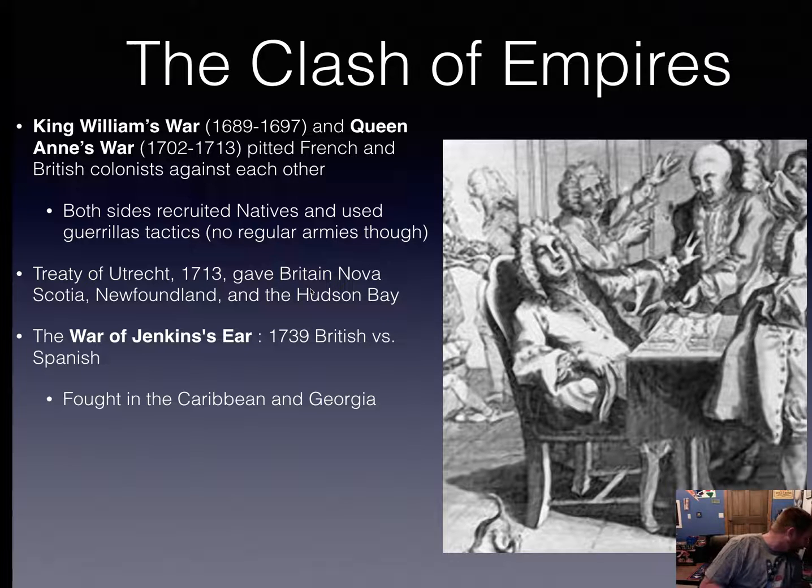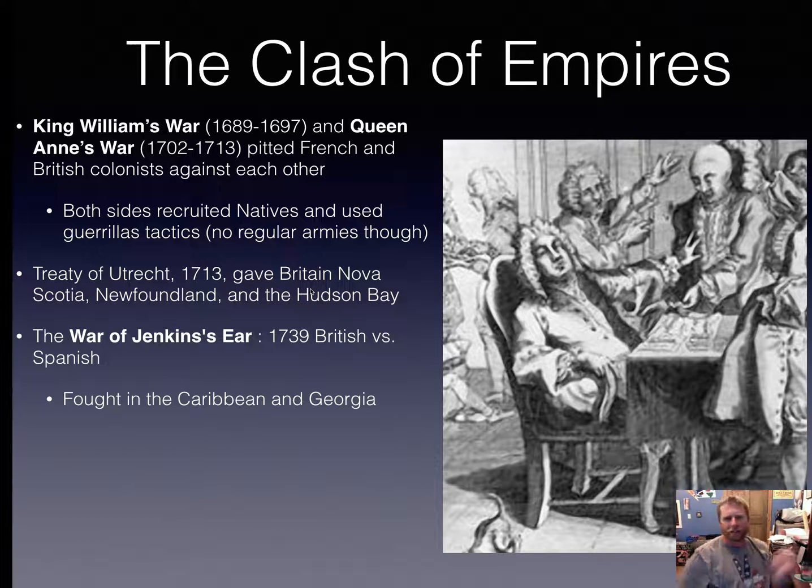I believe a dude got his ear cut off. Can't remember. Let me look that up for you. Robert Jenkins encountered the Spanish revenue authorities, had one ear sliced off by a sword, and the Spanish commander reportedly sneered, "Carry this home to the king, your master, whom if he were present, I would serve in like fashion."